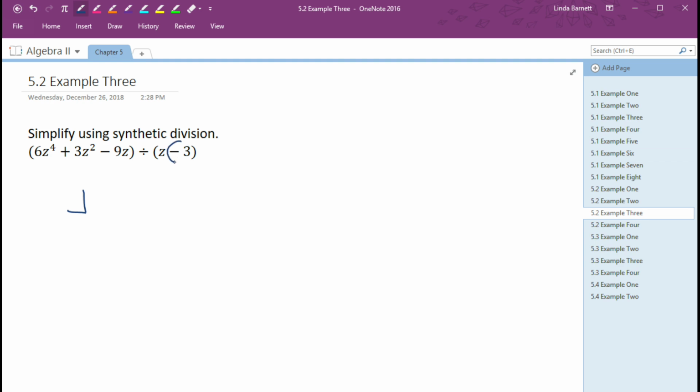So I look at this number right here. If it is a -3, I put the opposite inside my box. The opposite of -3 is going to be a +3. And then I list out my coefficients, making sure not to forget any terms.